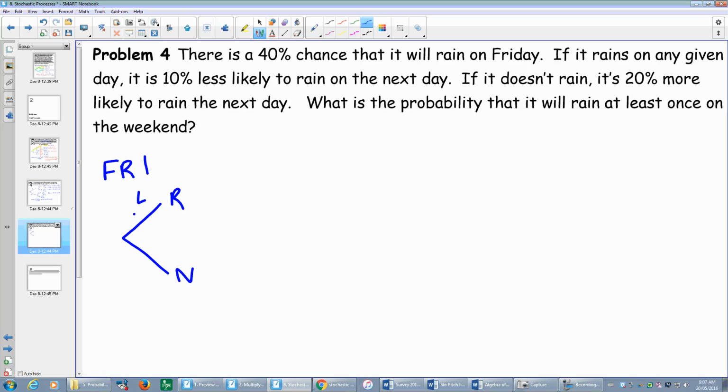There's a 40% chance that it will rain, which means what percent chance that it won't rain? 0.6. So it says here, if it rains on any given day, it is 10% less likely to rain on the next day. If it doesn't rain, it's 20% more likely to rain the next day. Okay, so what do I have to do for this next one here?